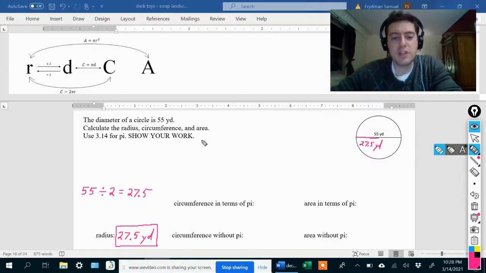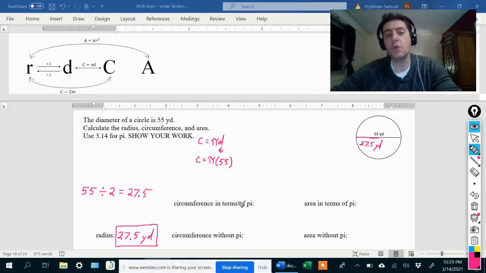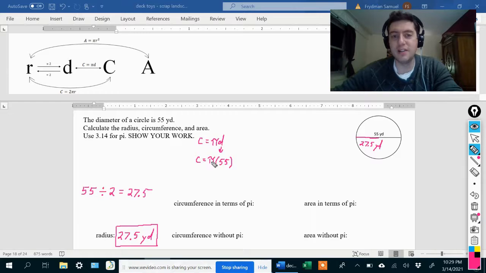So let's write that equation, c equals pi d. And we're just going to plug the 55 in for the diameter. So we'll replace the d with 55, and we're going to write c equals pi times 55. And over here I wrote that we want the circumference in terms of pi, which means with the pi still in there. Okay, and so basically we're done. I'm just going to reorder this. Instead of writing pi times 55, I'm going to write 55 times pi.